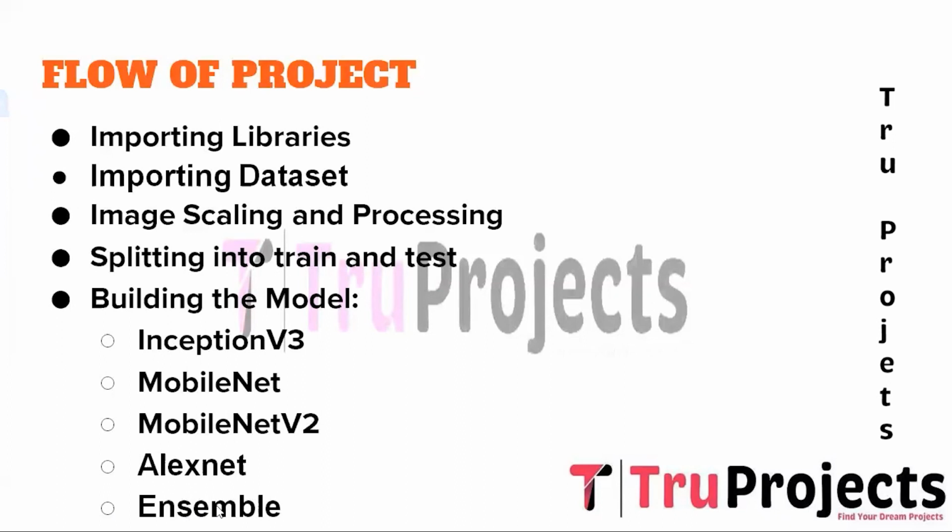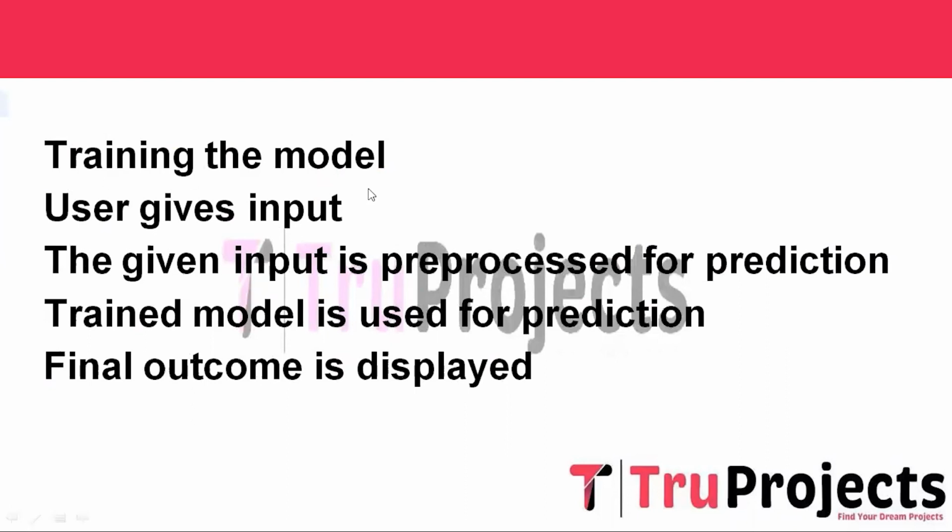And the last one is Ensemble. Ensemble learning involves combining the predictions from multiple individual models to improve the overall accuracy and robustness. In this project, an ensemble of Inception V3, MobileNet V2, and AlexNet will be created to leverage the strength of each model. The ensemble approach aims to mitigate individual model bias and uncertainty, resulting in a more reliable and accurate knee osteoarthritis detection system. And the next step is training the model.